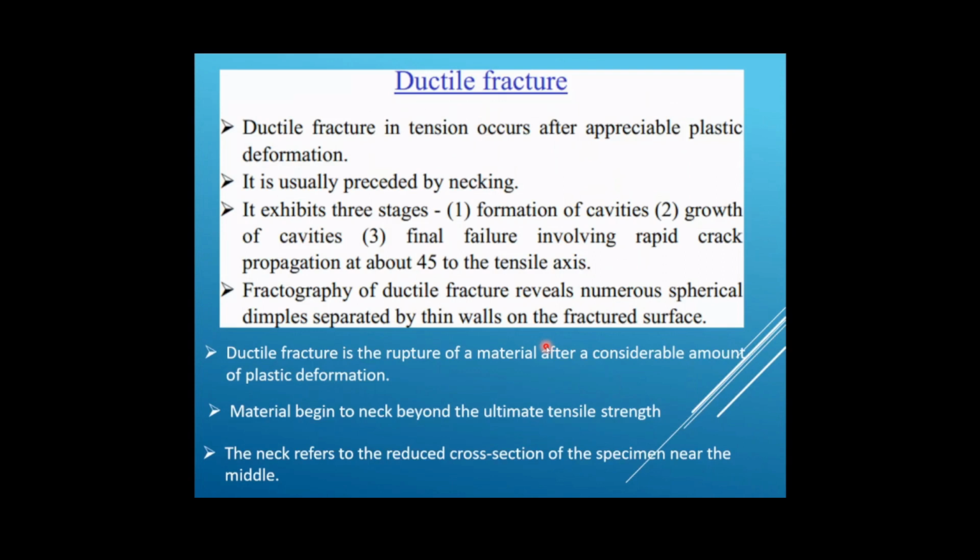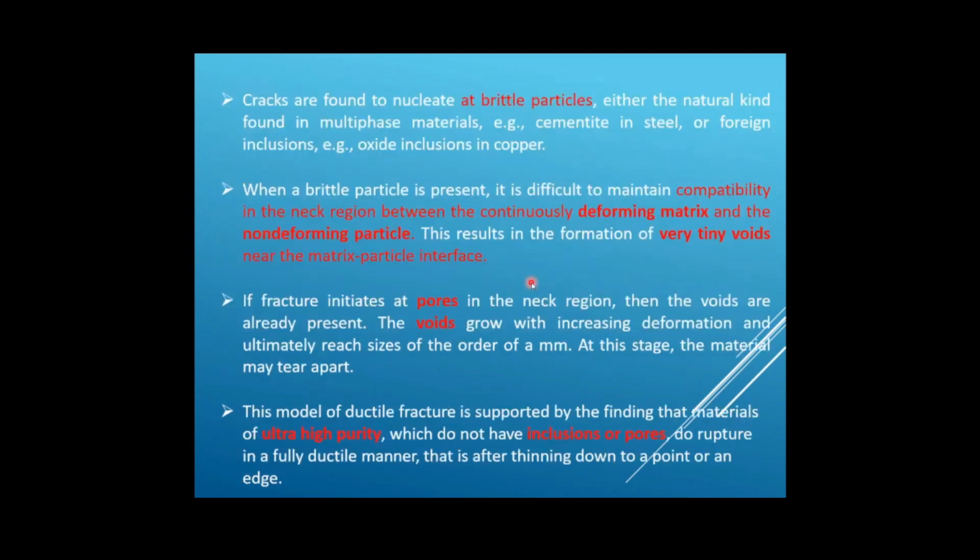So ductile fracture undergoes three stages: formation of cavities, then growth of cavities, finally final failure. As I told, in ductile material, the fracture takes more time. The first step of fracture in ductile material is formation of cavity, then growth of cavity, finally final failure of the fracture material. In the case of brittle material, the deformation will take place in a very short time, and it will be directly deformed with a flat surface.